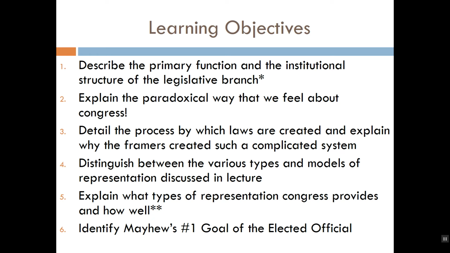So let's continue. The 5th learning objective asks for you to explain what types of representation Congress provides and how well. Finally, we're going to close with learning objective number 6, where you are asked to identify Mayhew's number 1 goal of the elected official, and I'll spoil that now. According to the seminal researcher, David Mayhew, the number 1 goal of all elected officials is, quite simply, to get reelected. And once you understand that all of our representatives are trying to get reelected, you can go a great deal of the way when it comes to predicting how they're going to behave or explaining their past behaviors.